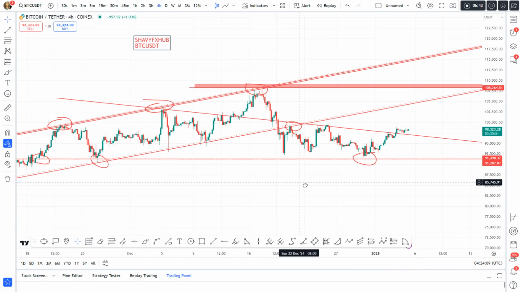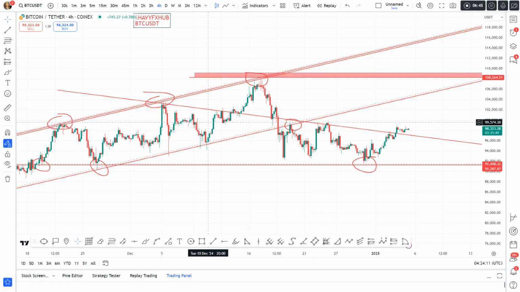Now, when you look at our 4 hours, we have another structure. We have your supply roof, and when price came, it respected the supply roof. Break of a supply roof, a retest to the broken supply roof, sets price on demand. And this price action set up a new all-time high.